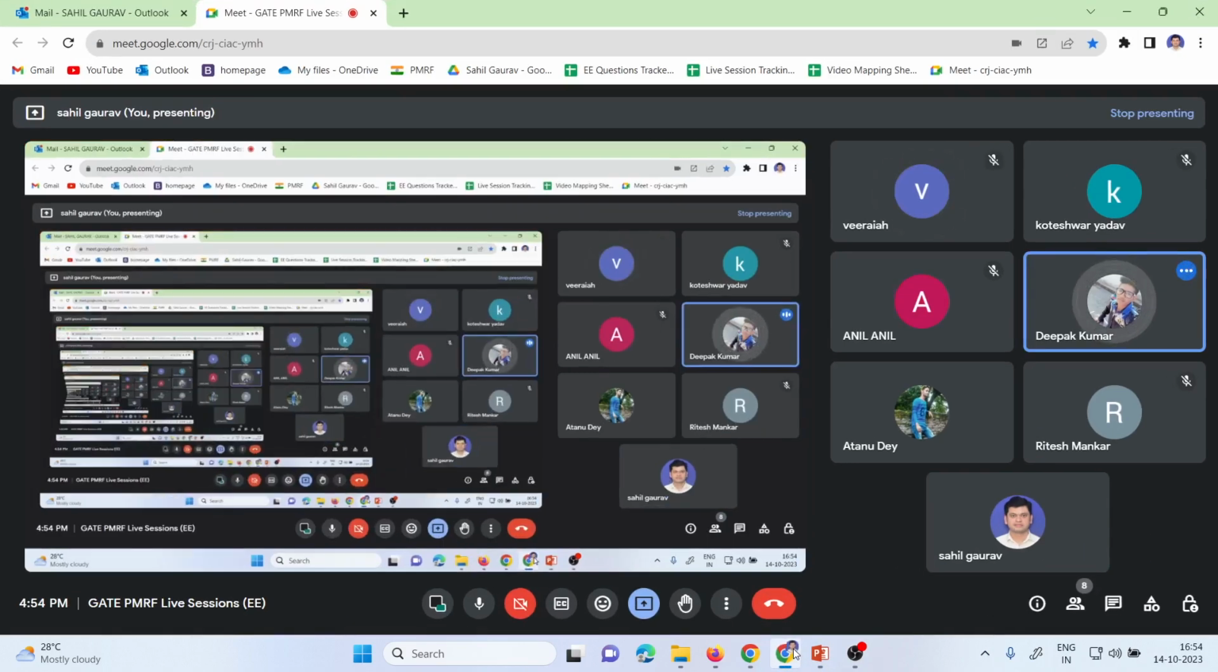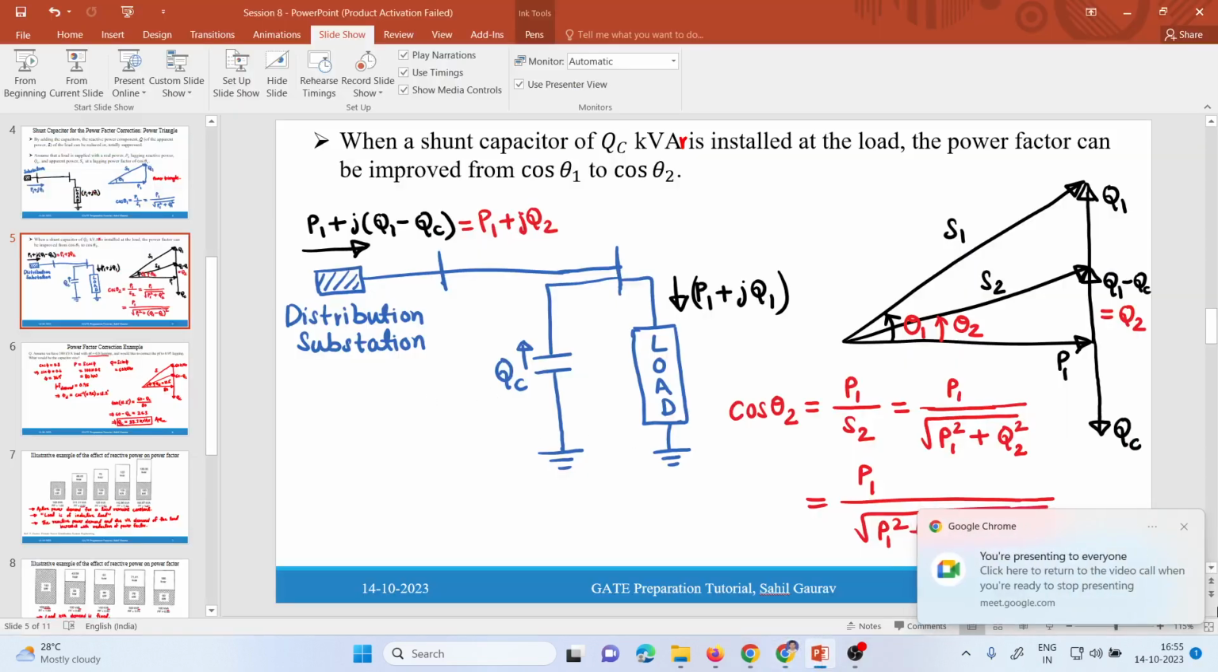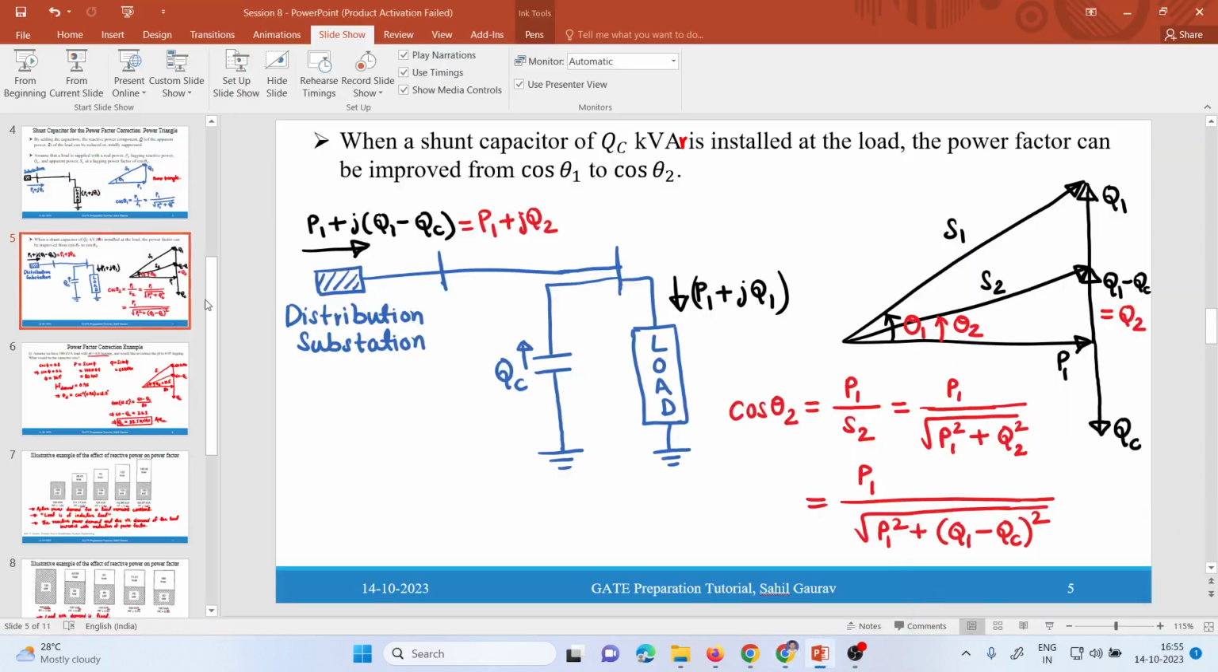Yes, sir, whenever we connect the capacitor bank, then it will consume active power. How does this capacitor consume active power? This is an ideal capacitor. If there were a synchronous condenser, we could assume active power consumption in that case, and the question would be different. Inductor and capacitor never consume active power.